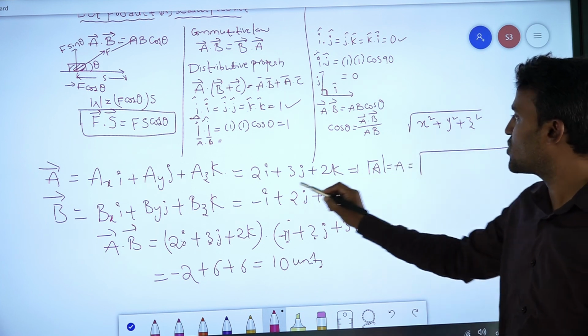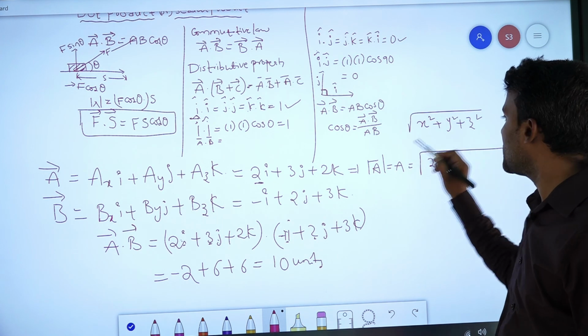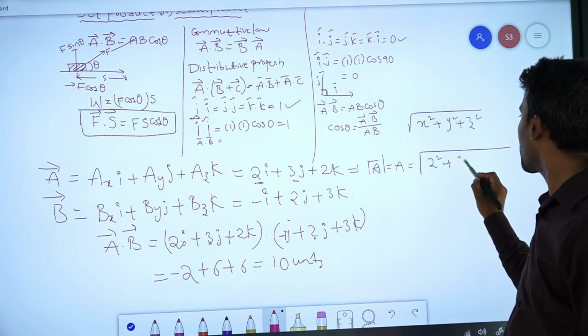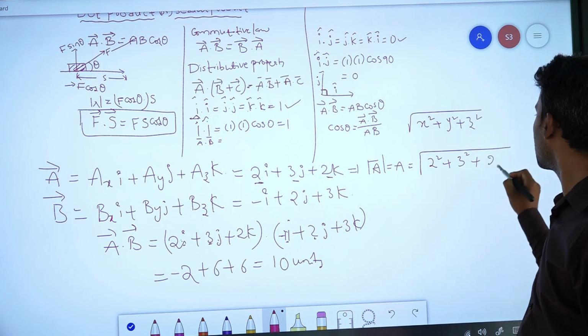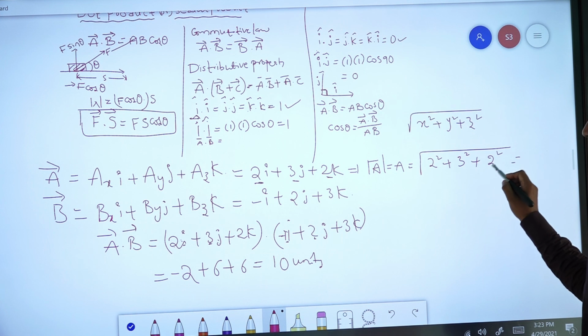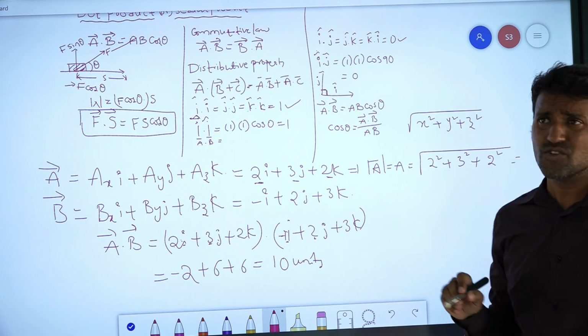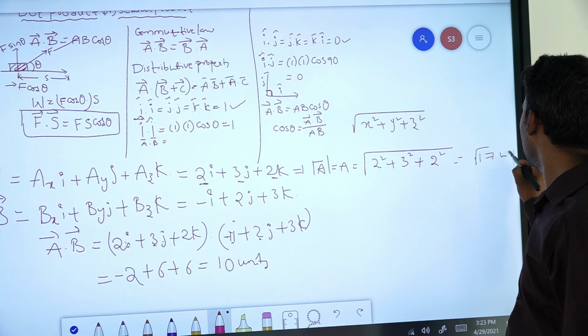Here x is equal to 2. Now 2 square, plus y is 3, so 3 square, plus z is equal to 2, so that is 2 square. You can write 4 plus 9 plus 4, that is 17. Root 17 units.